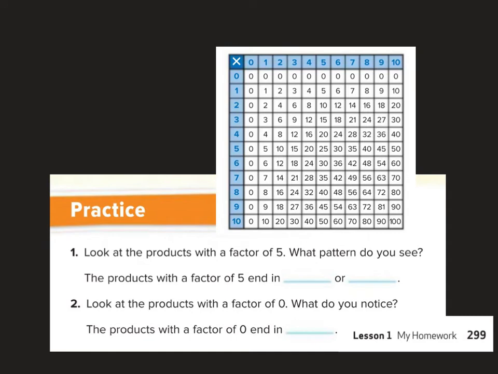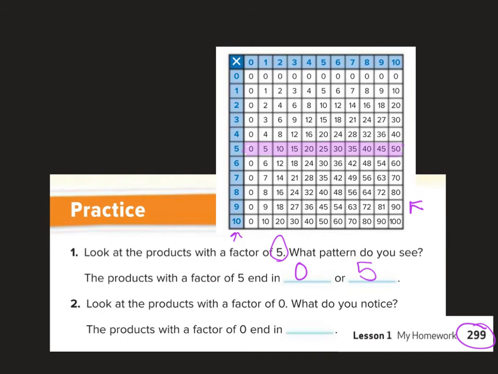Okay, let's do some practice here on page 299. I kind of like this new purple color I got. It says, look at the products, the black numbers that have a factor of 5. What pattern do you see? Okay, we just talked about this. What pattern do we see? We see they end in 0 or 5. All of the products with a factor of 5 end in 0 or 5.